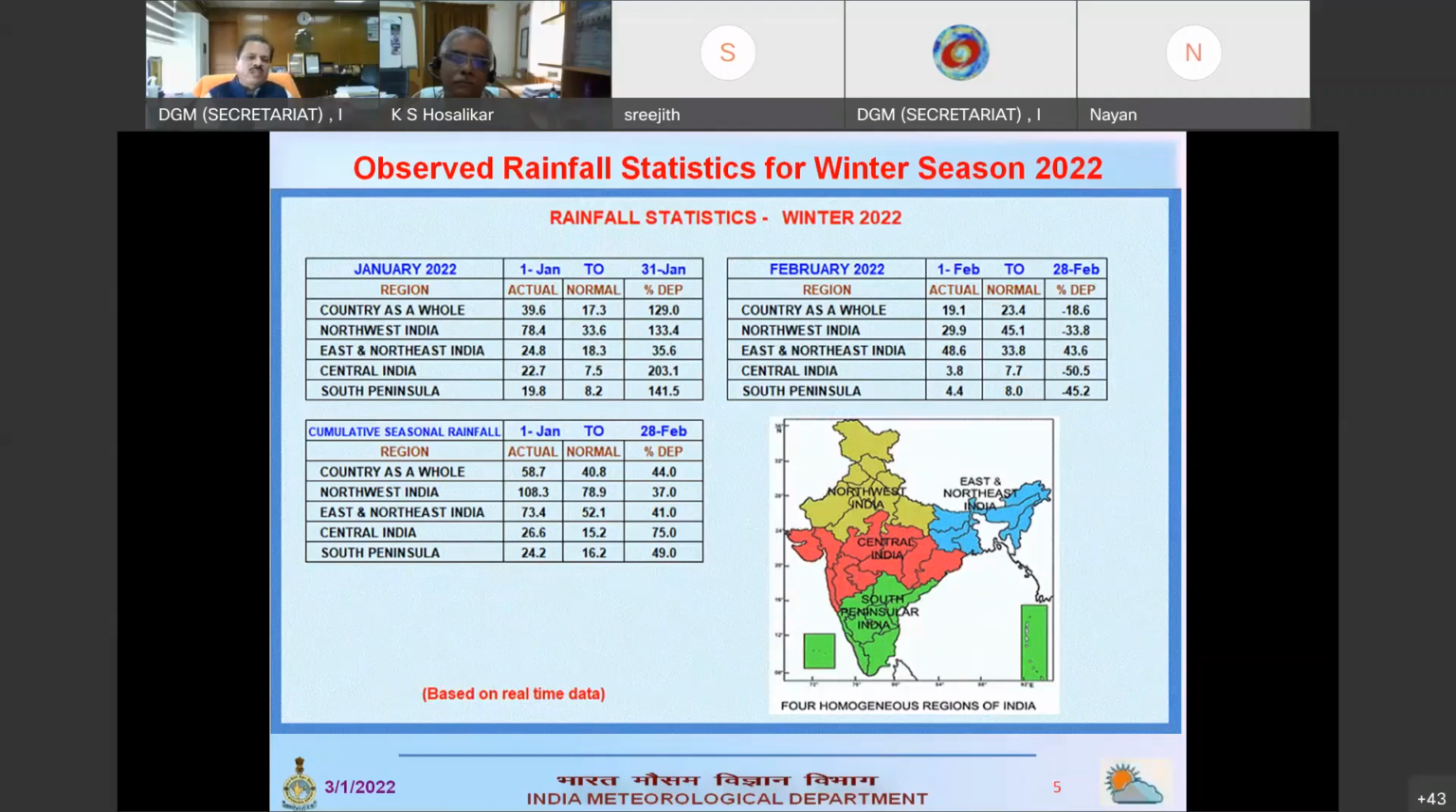Now, if I consider the cumulative seasonal rainfall from 1 January to 28 February, the deficient rainfall that occurred in the month of February could not compensate for the excess rainfall in the month of January. As a result, the season ended as an excess season. For the country as a whole, it was 44% above normal rainfall for the cumulative rainfall during January and February. And similar was the case for all the homogeneous regions like Northwest, East and Northeast, Central, and South Peninsula. The rainfall has been above normal for the winter season.